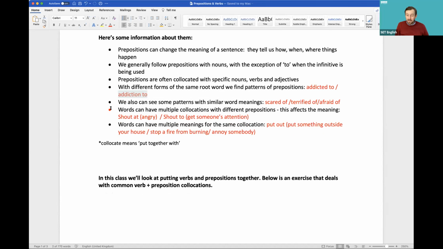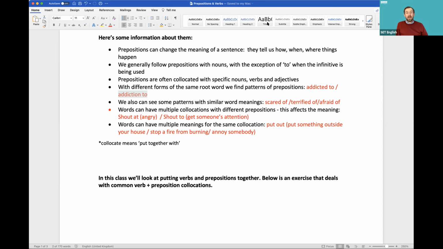We also see that with the same verb and a different preposition, we can have some completely different meaning. So to shout at somebody and to shout to somebody is really different. If you shout to somebody, it's like, hey, John, you're shouting to them. If you shout at, you're saying, John, stop that. I would never do that, of course. So a different preposition with the same verb can make a big difference.